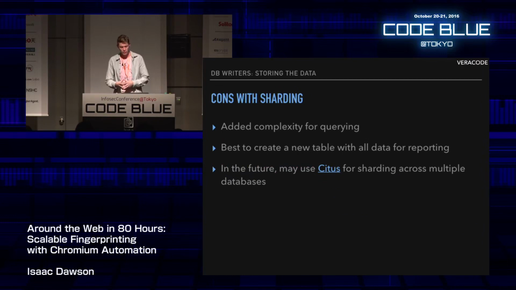Now, there are some downsides with sharding. First off is complexity for querying. Doing any sort of select statements on 32 tables is not fun. What I ended up doing is just creating a new table and extracting particular data I was interested in, namely security headers. In the future, I may move to Citus, which is a sharding technology that uses Postgres extensions.